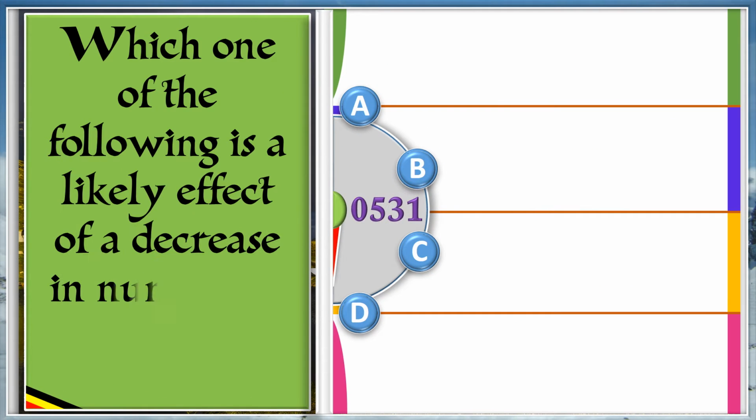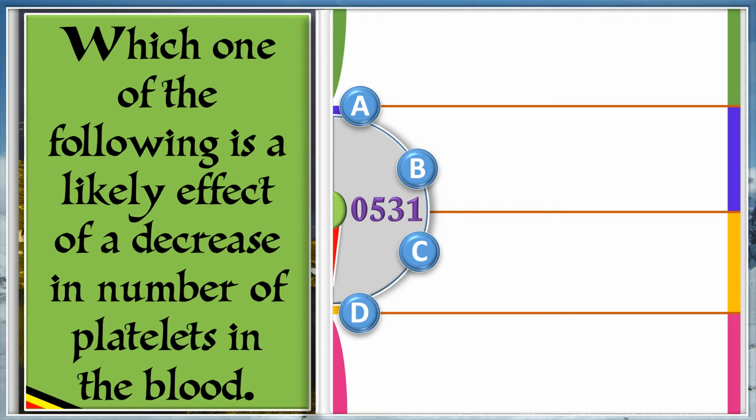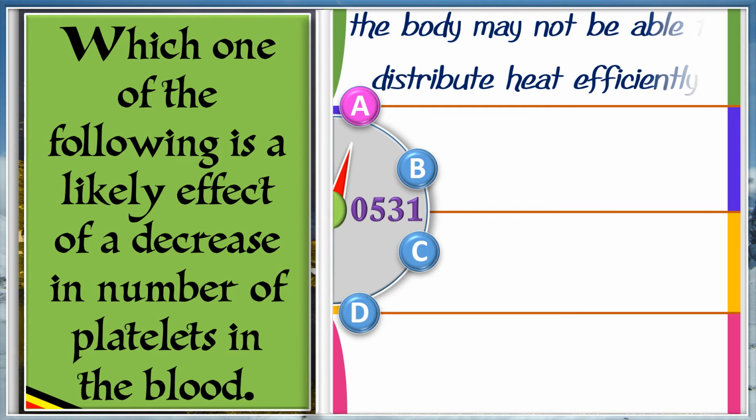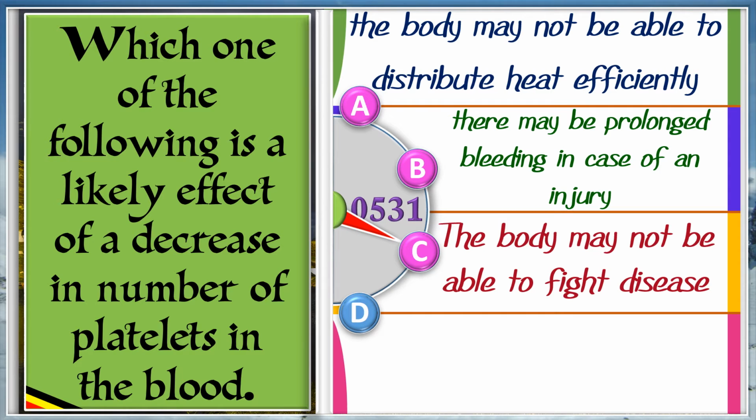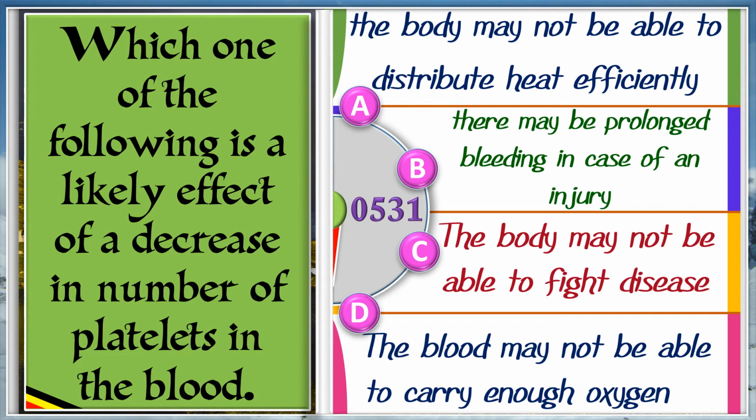Which one of the following is a likely effect of a decrease in the number of platelets in the blood? A. The body may not be able to distribute heat efficiently. B. There may be prolonged bleeding in case of an injury. C. The body may not be able to fight disease. D. The blood may not be able to carry enough oxygen. And the answer is B. There may be prolonged bleeding in case of an injury.